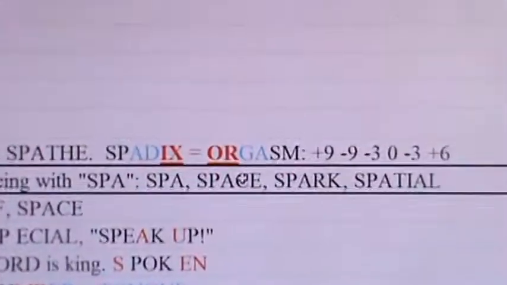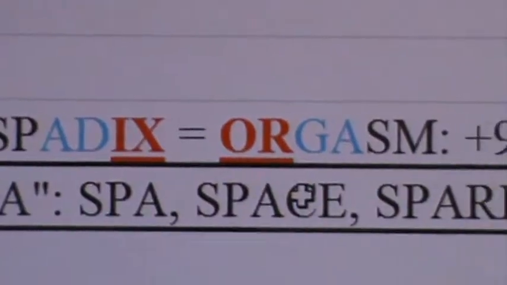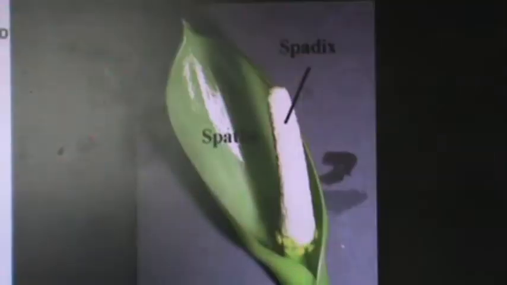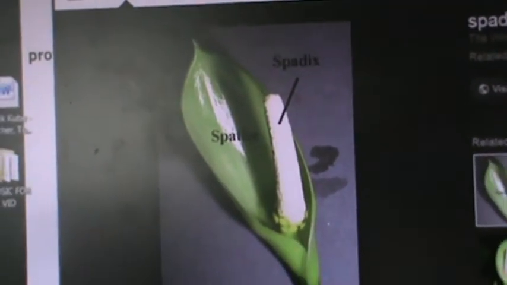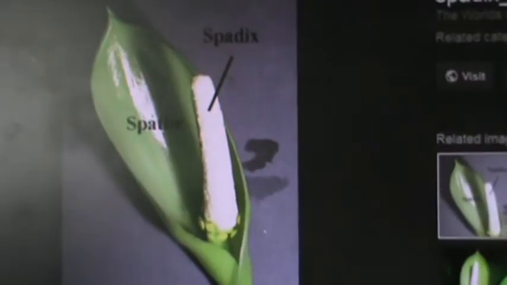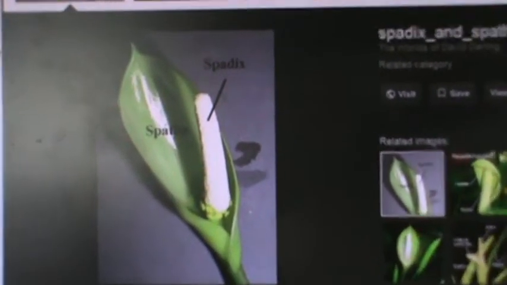Well, there's nothing more real than words. Words control everything. Everything begins with a word. So that's why you study words and names, and then physical is secondary. But it's not hard to see the physical correspondence between spadix in the plant kingdom and orgasm in sexual activity of all the species, okay?